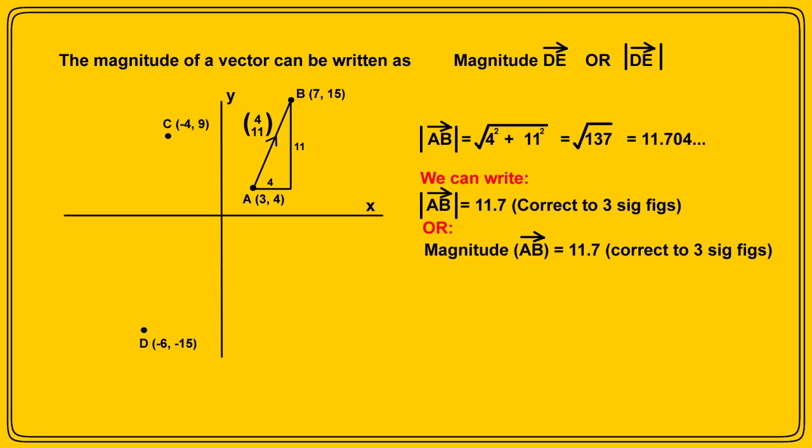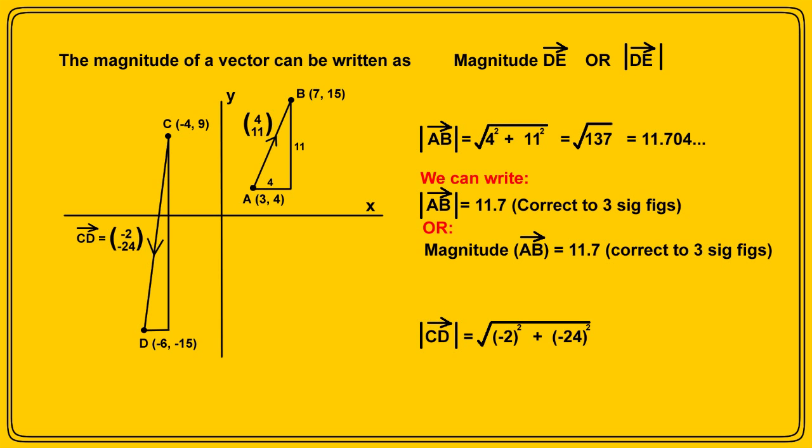Take this slightly harder example. Point C is minus 4, 9, and point D is minus 6, minus 15. So the vector CD is minus 2 over minus 24. We use Pythagoras' theorem to find the magnitude. So the magnitude of the vector CD is the square root of minus 2 squared plus minus 24 squared, which is the square root of 4 plus 576.